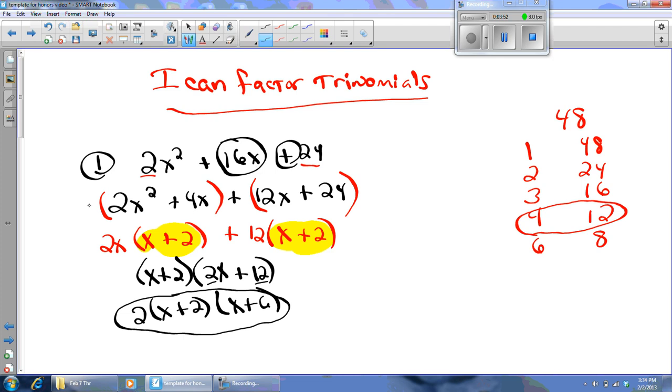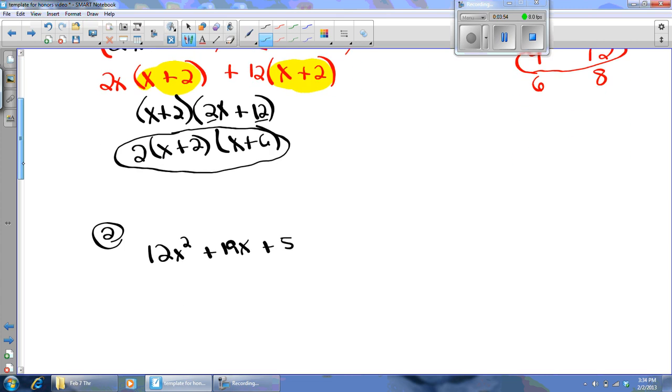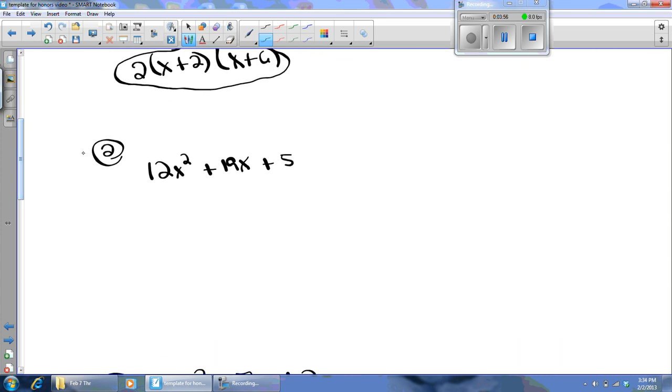All right. Okay, let's see here. Let's scroll on down to this one. Tell you what, I'm going to look for a GCF first on this one. I've got a 12x squared, 19x, and a 5. I do not have a term that's common to all three. So I'm going to get the product of the 12 and the 5, which is 60.